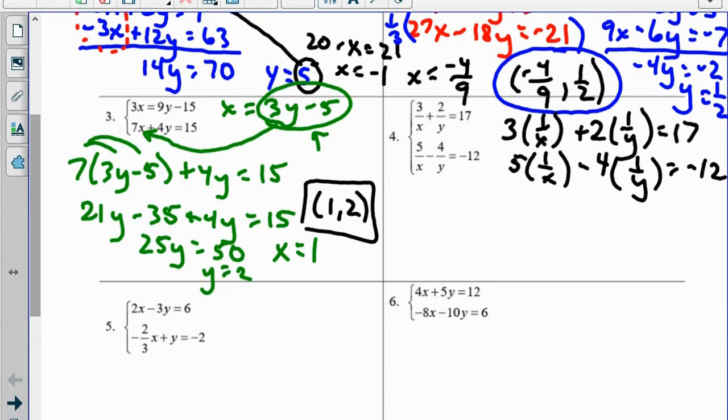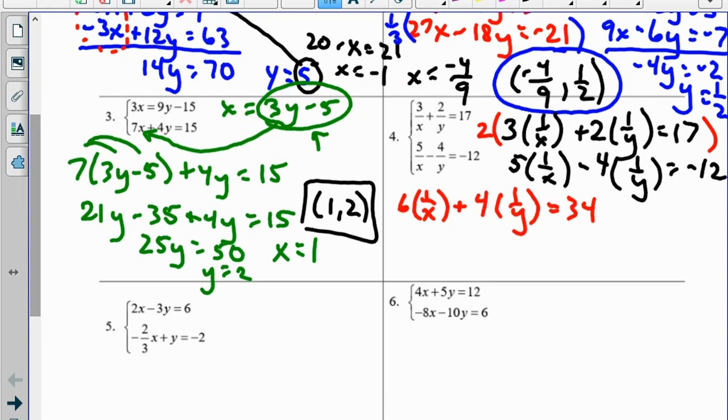When I do that, it's pretty easy to see that this is actually just like any of the other problems in terms of linear combinations or elimination. So what I can do is multiply the top equation by 2, and notice what's going to happen is my y's are going to end up canceling out. So I'll end up with 6 times 1 over x plus 4 times 1 over y equals 34. And then the bottom equation stays the same.